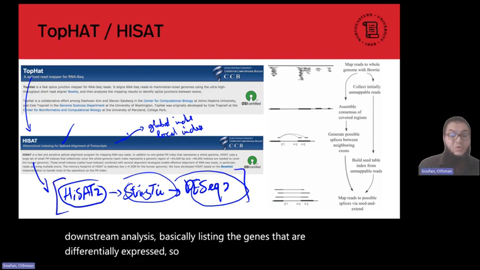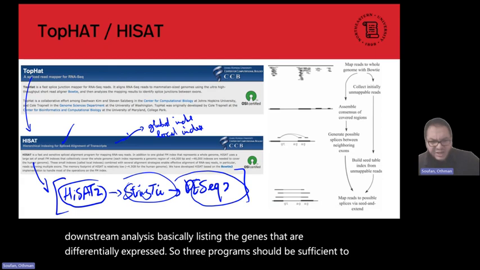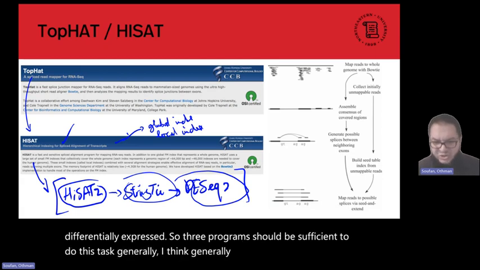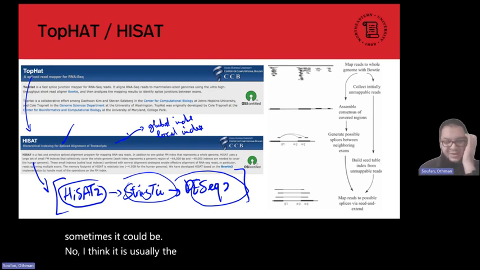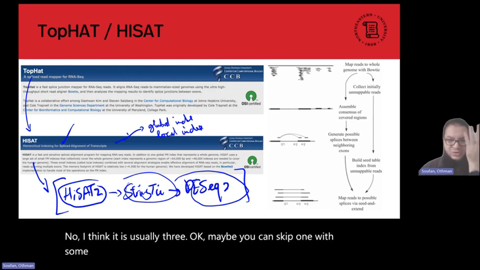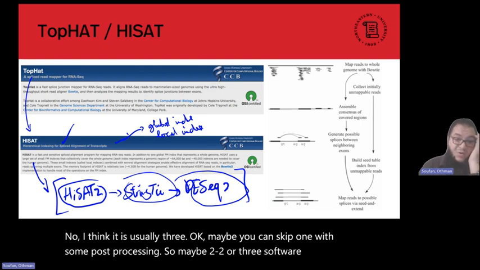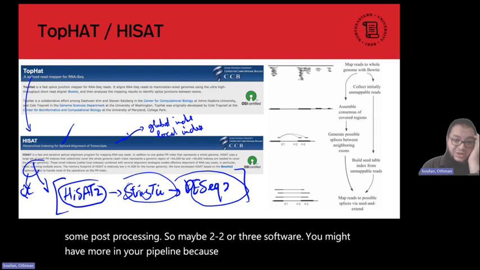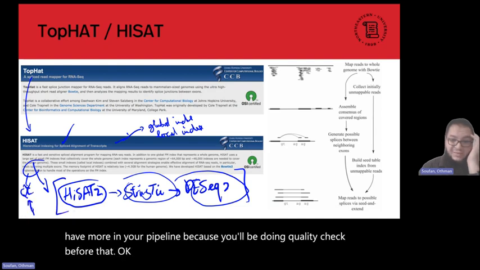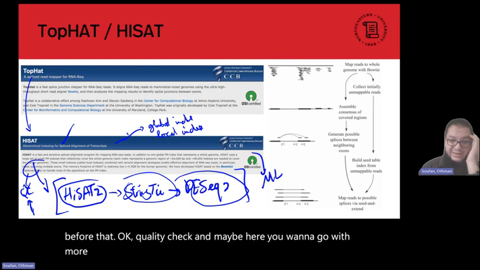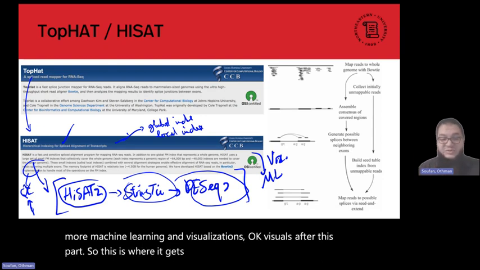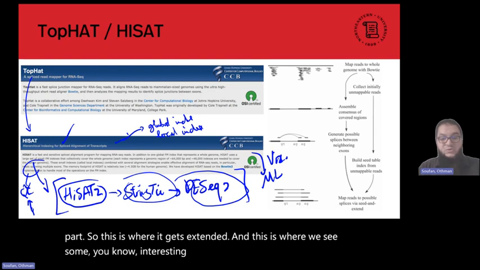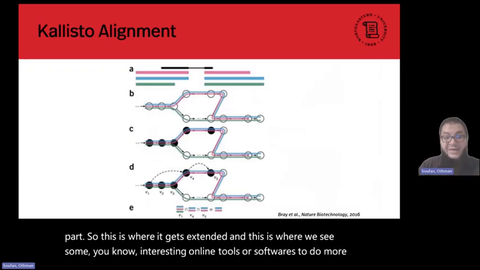So 3 programs should be sufficient to do this task. Generally, I think it is 3 software. Sometimes it could be, no, I think it is usually 3. Okay, maybe you can skip one with some post-processing, so maybe 2 or 3 software. You might have more in your pipeline because you'll be doing quality check before that, okay? And maybe here you want to go with more machine learning and visualizations after this part. So this is where it gets extended, and this is where we see some interesting online tools or software to do more analysis.